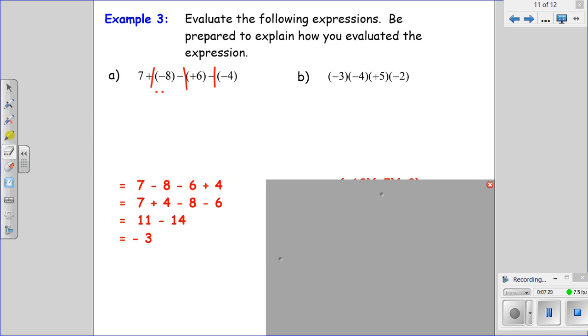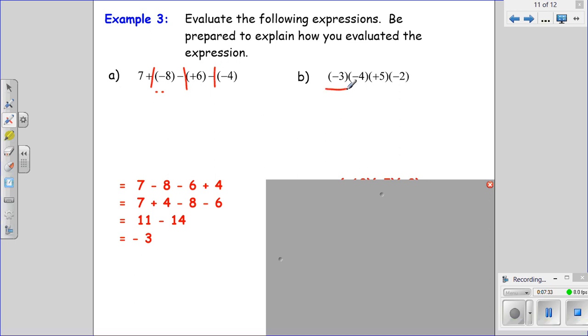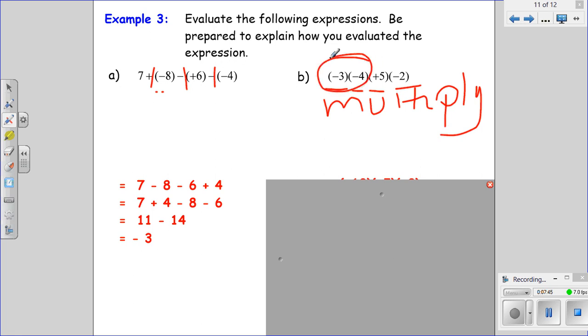Now, part B. There's no combining, is there? I see a bracket, a bracket, a bracket, a bracket. That's understood to be all multiplication. And I'm going to do it in order. So -3 multiplied by -4, and negative times a negative is a positive, so that becomes +12. Then I copy everything else directly down.